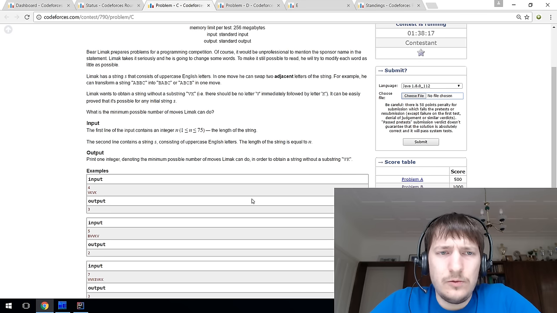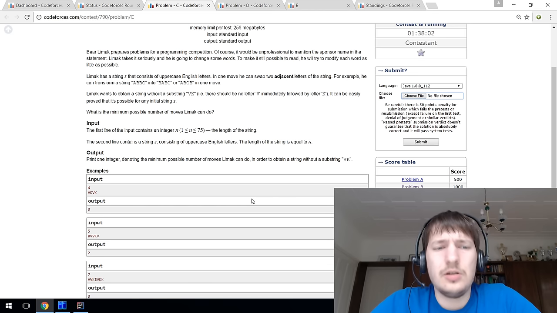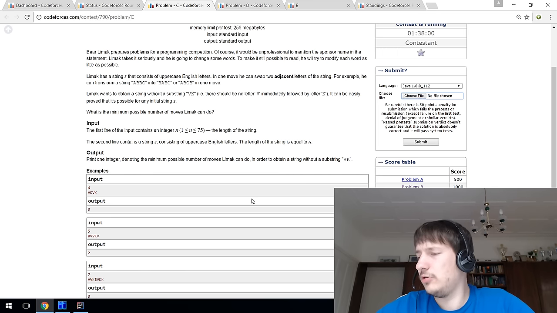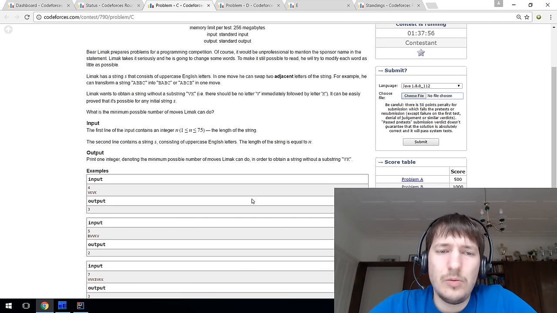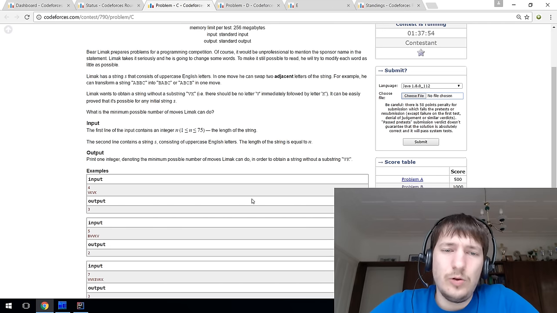Here we have a string, and in one move we can swap two adjacent letters. And we want to get a string without substring vk in the smallest number of moves. Oh, and the string is length 75. Okay, that looks like a very interesting problem. So how would we approach it?